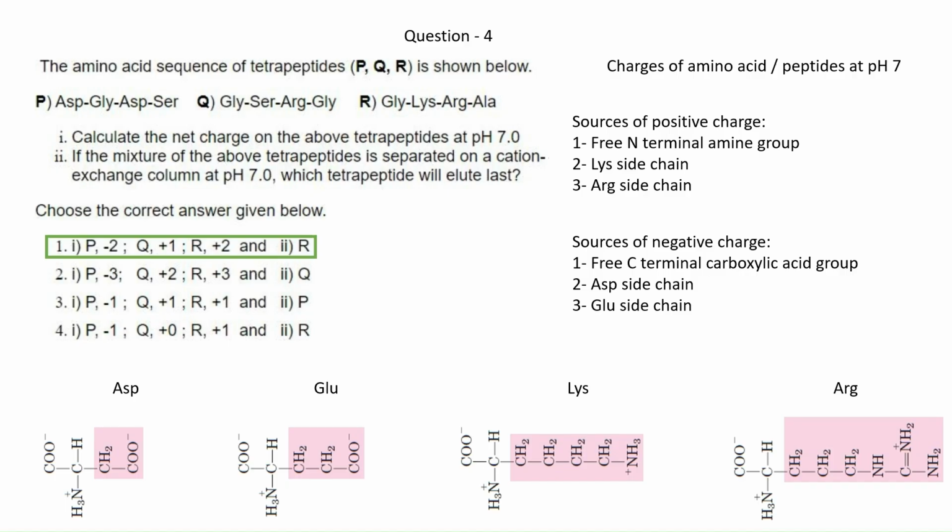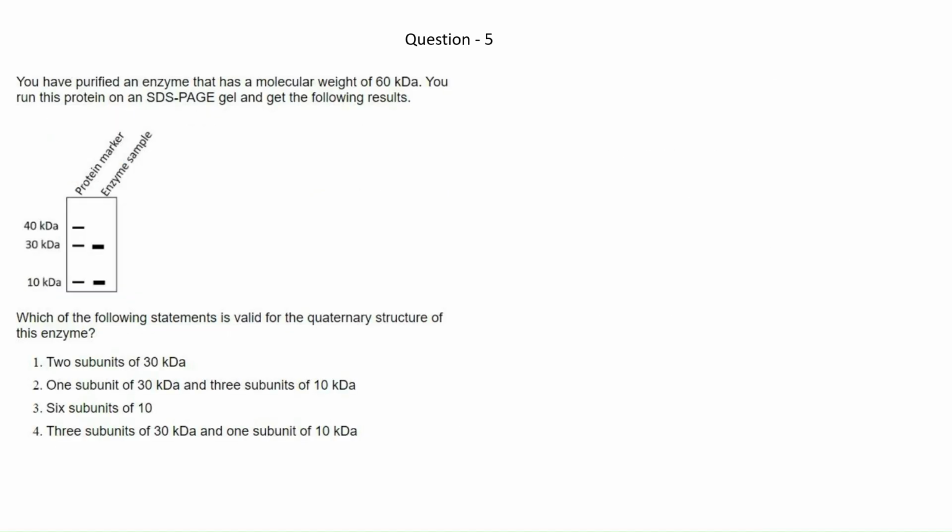Now moving on to question 5. This will be our final question for today. So the question is, you have purified an enzyme that has a molecular weight of 60 kilodaltons. You run this protein on an SDS page gel and get the following results. So in the gel image, we can see that we are getting two different bands, one for 30 kilodalton and one for 10 kilodalton. Now, which of the following statements is valid for the quaternary structure of this enzyme?